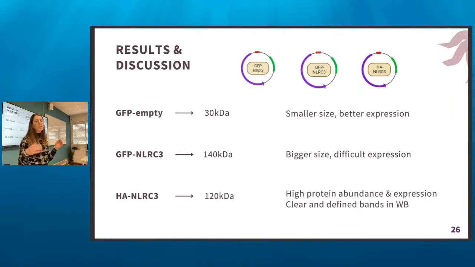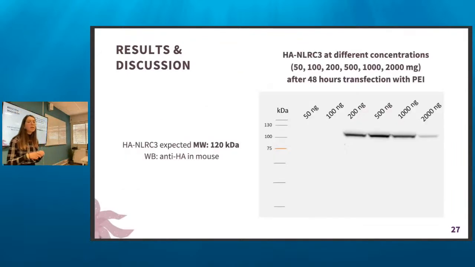And in fact, it presented a high protein abundance and expression, which we detected through the clear and defined bands in the Western blots. So here we tested different concentrations of plasmids to understand which concentration was the best for protein expression.